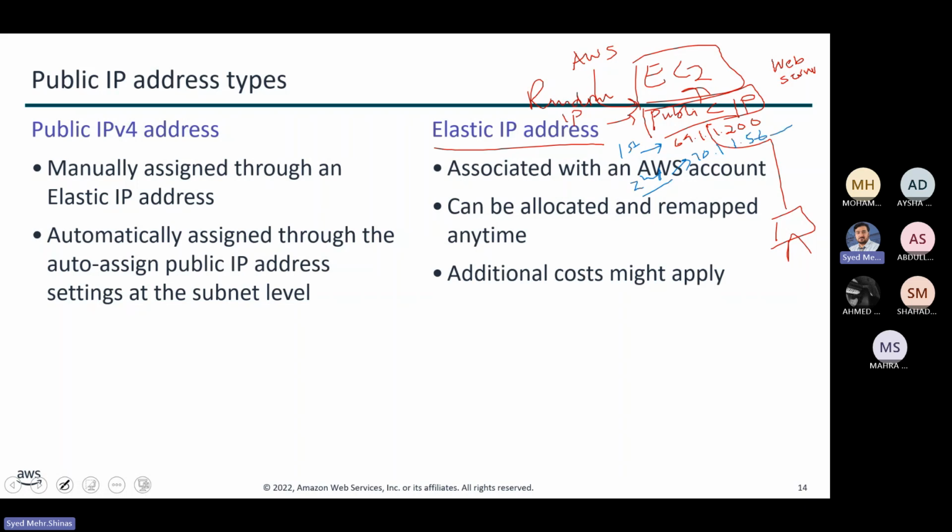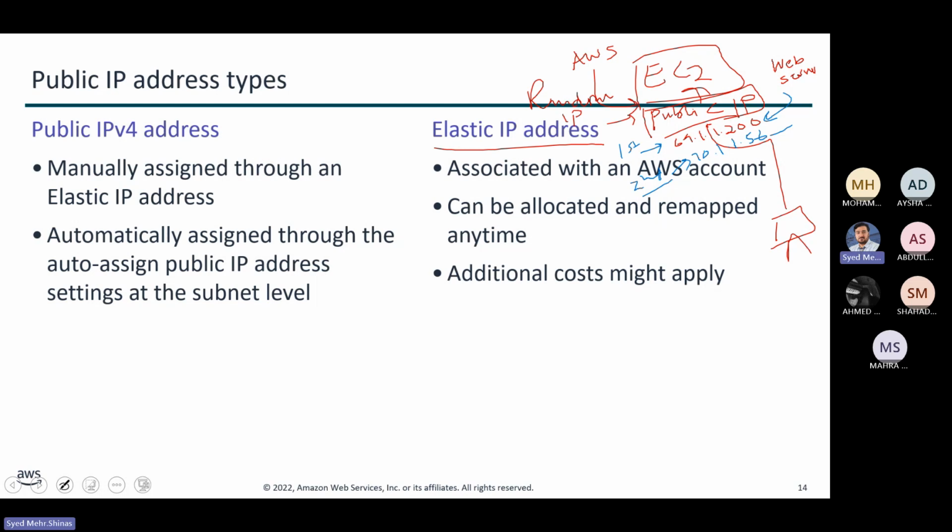It means if you have a web server on this EC2 instance, what will happen? Your IP will be changed, right? So it means your web server will not be accessible. So it should have a static IP, right? The IP should not be changed, right?